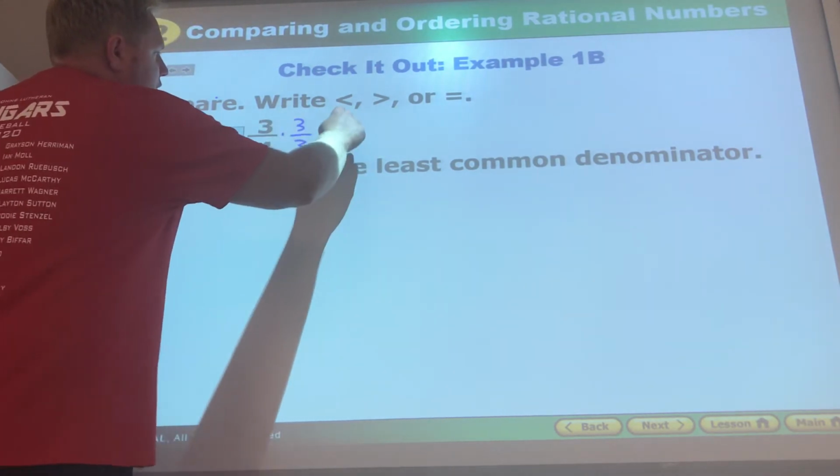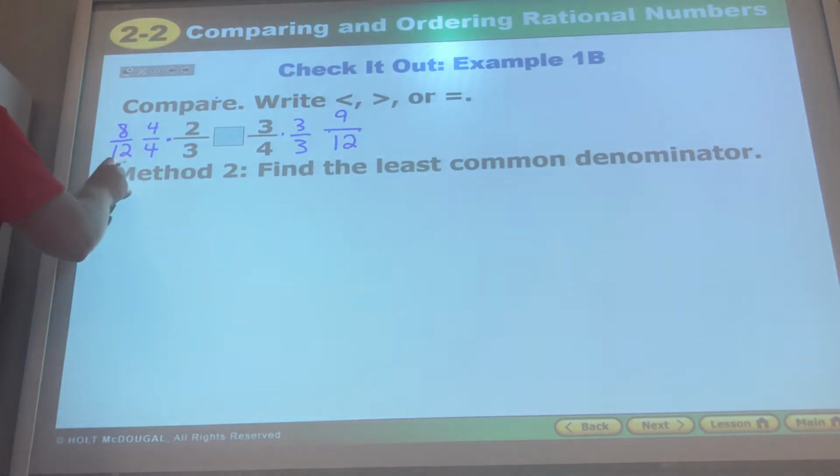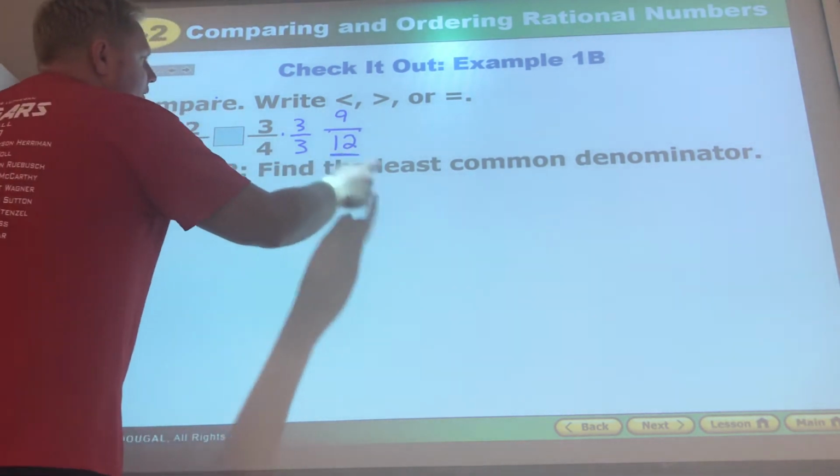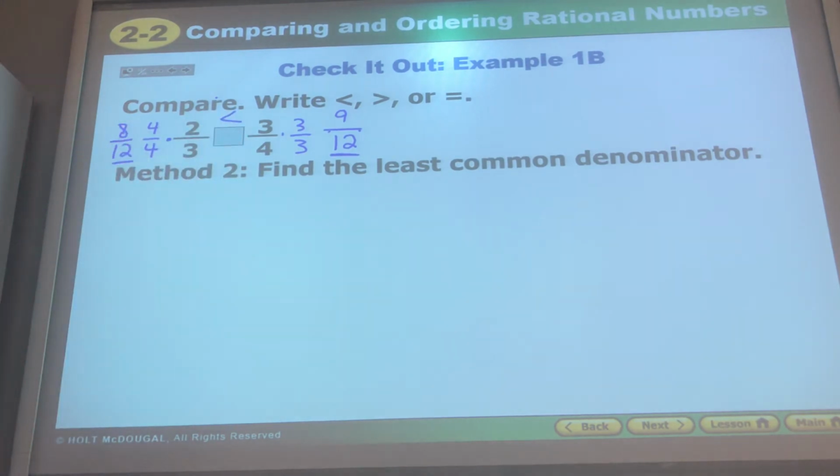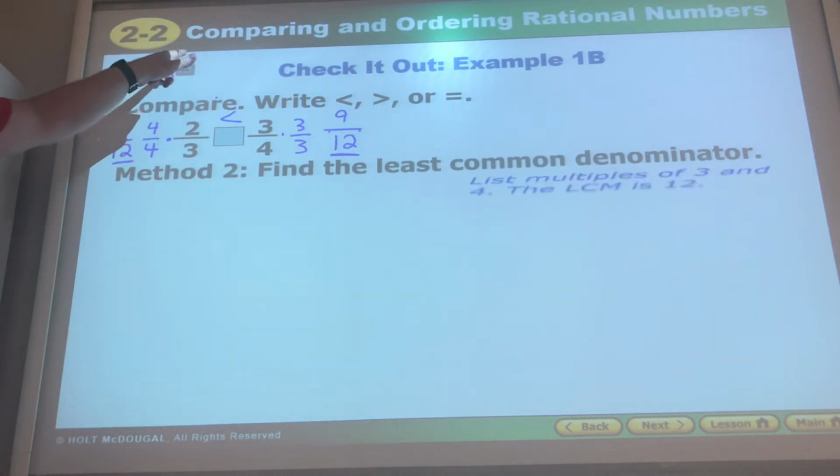3 times 3 gets you 9. I have 8/12. I have 9/12. I know that 9/12 is more, so I use a less than symbol. Let's see how they attacked it.